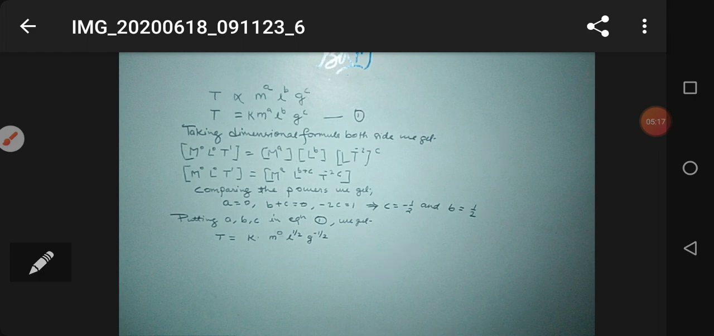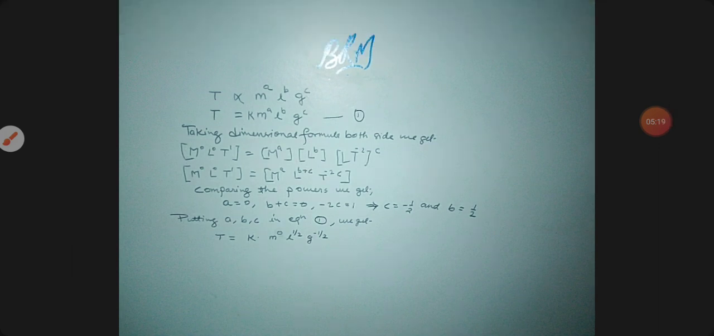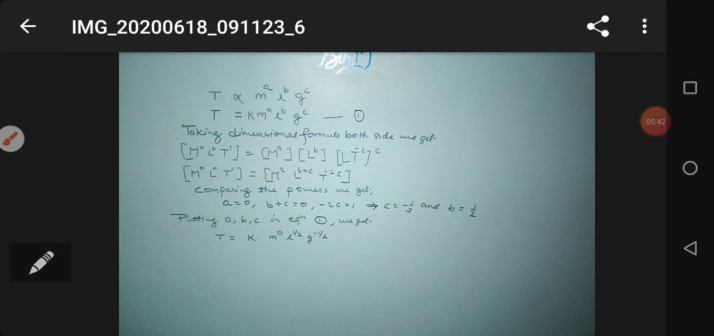So putting a, b, c in the above equation 1, we have T is equal to K m power 0 because a is 0, l power 1 by 2 because b is 1 by 2, and g power minus 1 by 2 because c is minus 1 by 2, which we have calculated above.